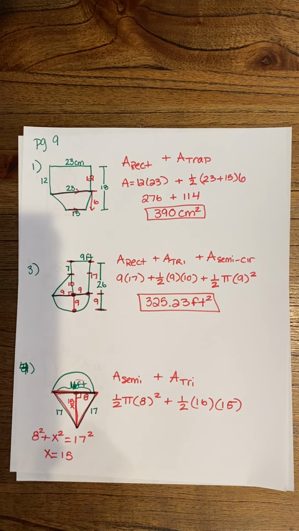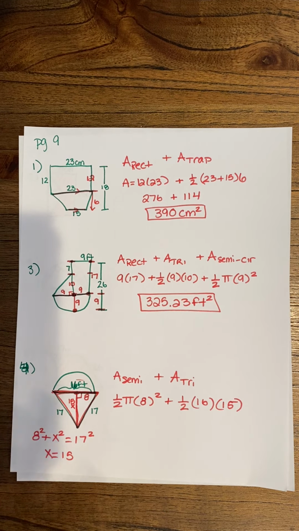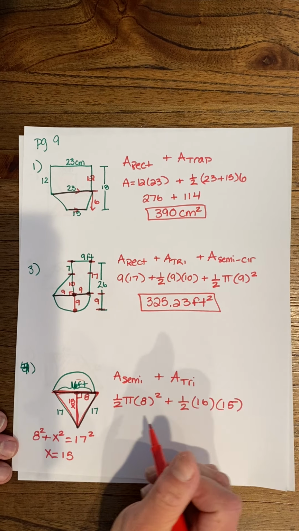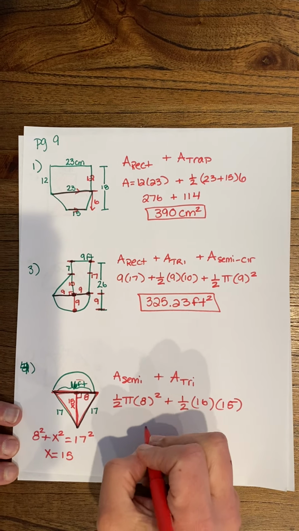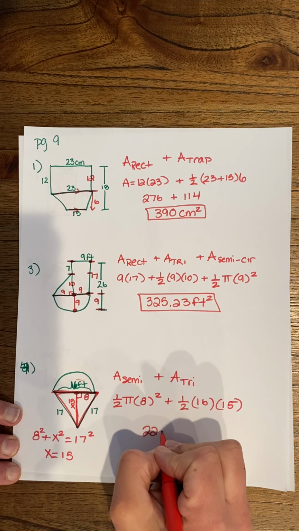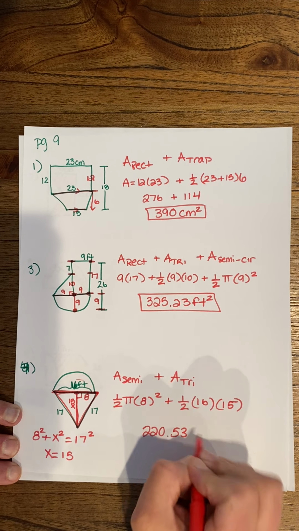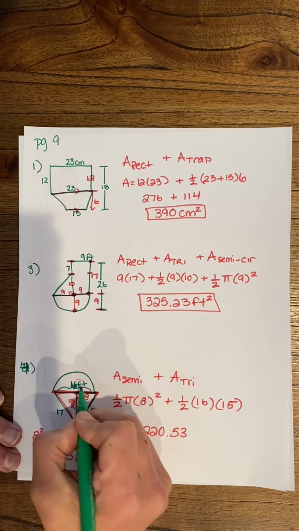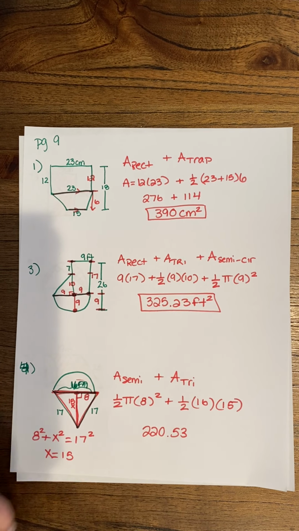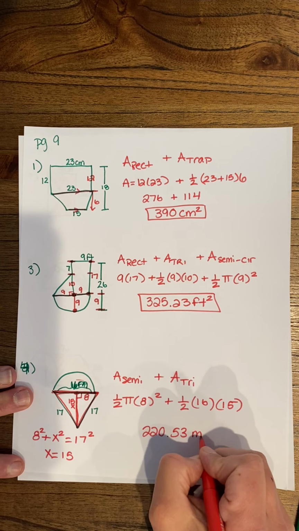So sometimes you are missing dimensions and you have to use information you have to find them, whether it's just subtracting, maybe busting out a little Pythagorean theorem, okay? But then when you do that, you could type this in all at once and end up with 220.53. The units here actually were not feet, they were meters. So these are meters squared.